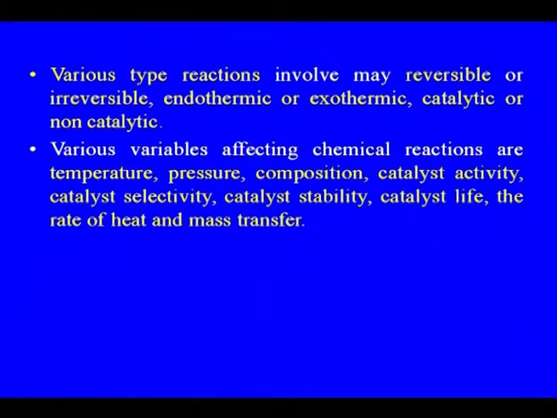So, you can see the chemical process industry is of a very complex nature. Various variables affecting the chemical reactions are temperature, pressure, composition, catalyst activity, catalyst selectivity, catalyst stability, catalyst type, and the rate of heat and mass transfer.